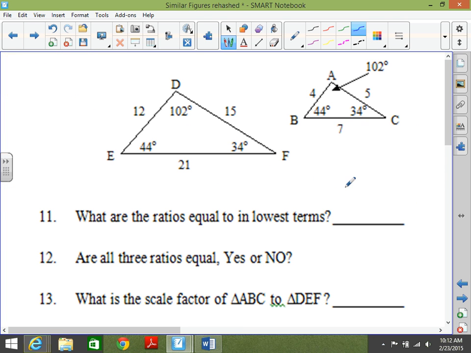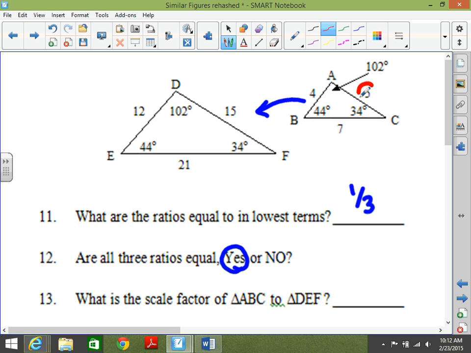What are the ratios equal to in lowest terms? What do we get each time? 1/3. Are all three ratios equal? Yeah. What is the scale factor of ABC becoming triangle DEF? So when it was small, it blew up to this big triangle, yes? Okay, so let's see if we can figure out the scale factor. By how much did it get larger? It was an enlargement. So how much larger is the big triangle?